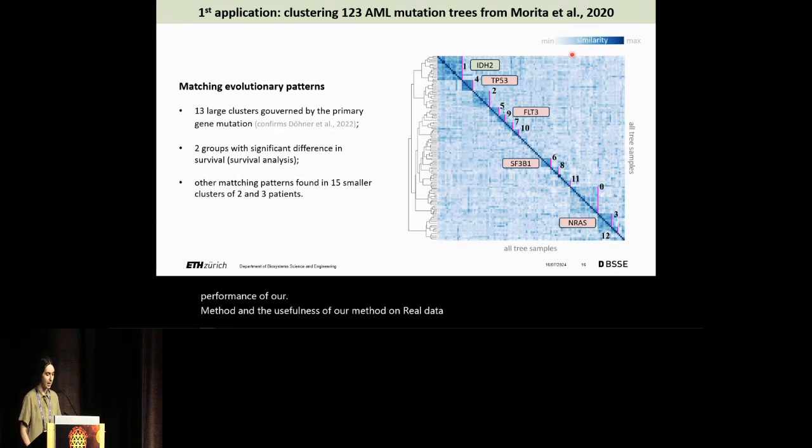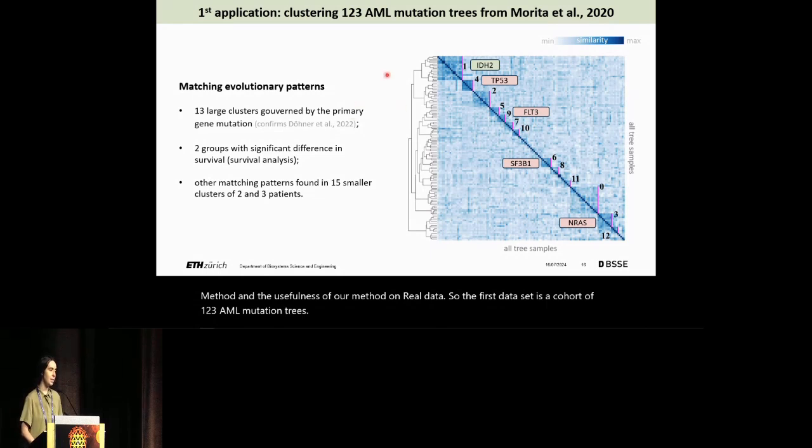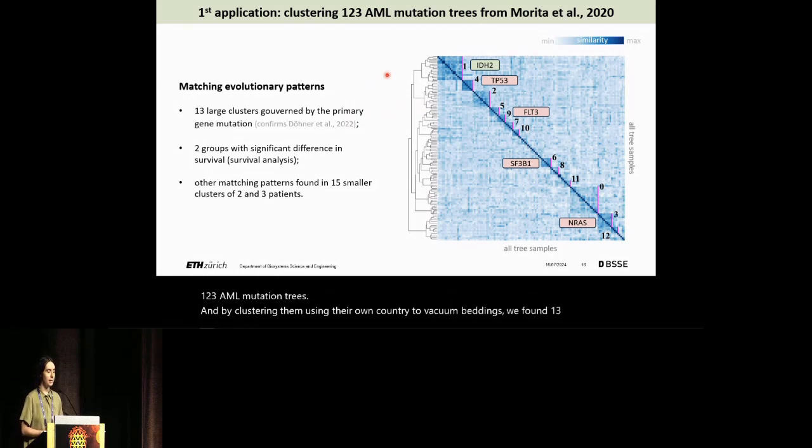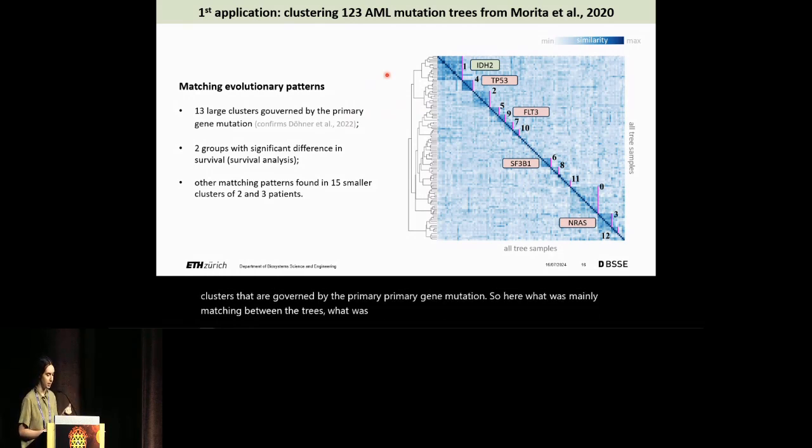So the first data set is a cohort of 123 AML mutation trees. And by clustering them using the oncotree2vec embeddings, we found 13 large clusters that are governed by the primary gene mutation. So here, what was mainly matching between the trees was the root-child relation. And this confirms the literature, because for AML, the clinical protocol says that the primary gene mutation is the strongest signal and is the first criterion for diagnosis.